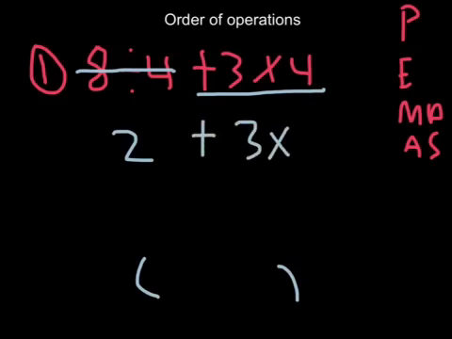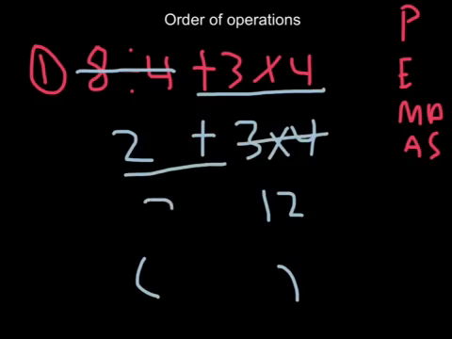3 times 4. Now you're going to run through all your steps again. Parentheses, nope. Exponents, nope. Multiplication or division, we have some multiplication, so we have to do that next. 3 times 4 is 12, so I just did that. Now you bring everything else down, 2 plus. That leaves us with 2 plus 12, and you all know that 2 plus 12 is 14.